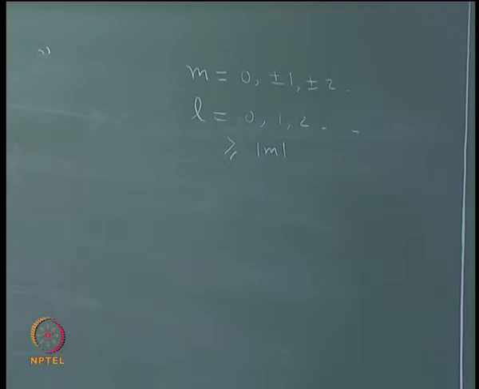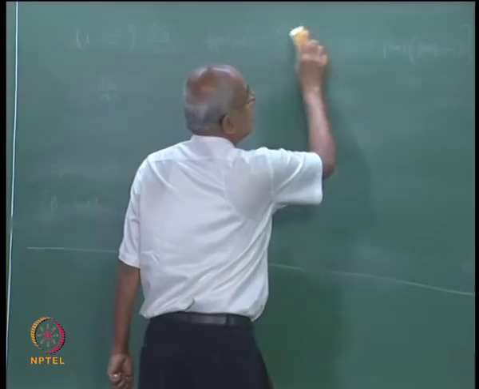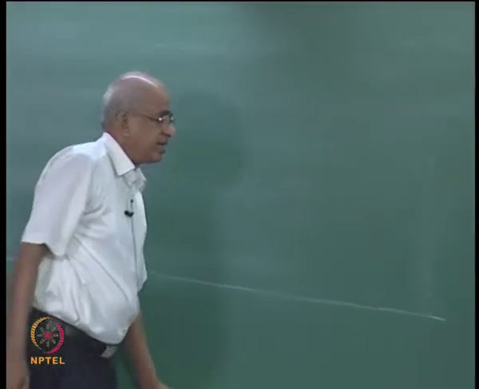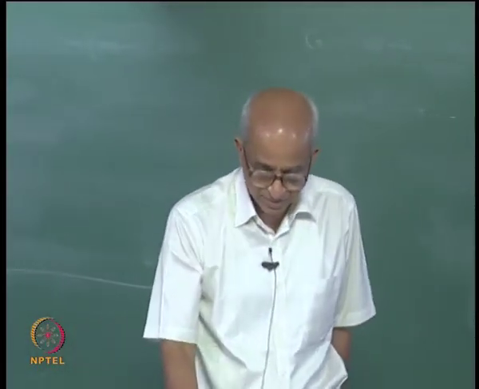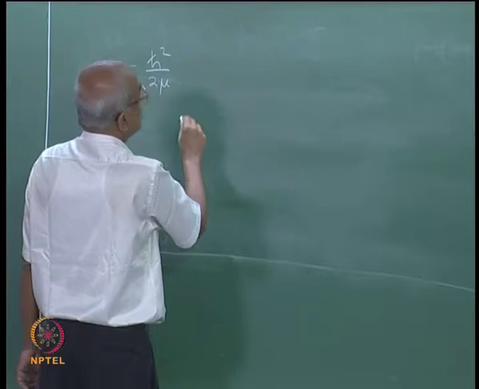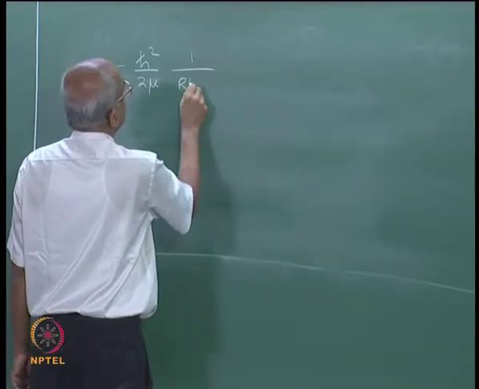And now we look at the equation for capital R, which we had written down earlier. So, I will just look at my slides. Okay, this is the equation for capital R. How does it read? It has minus h cross square by 2 mu, 1 by capital R of r.